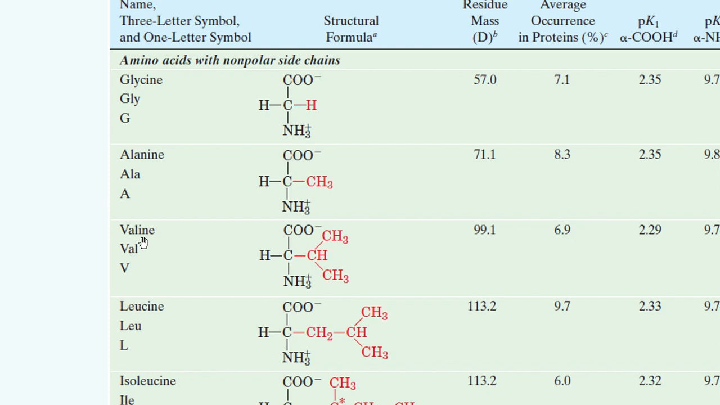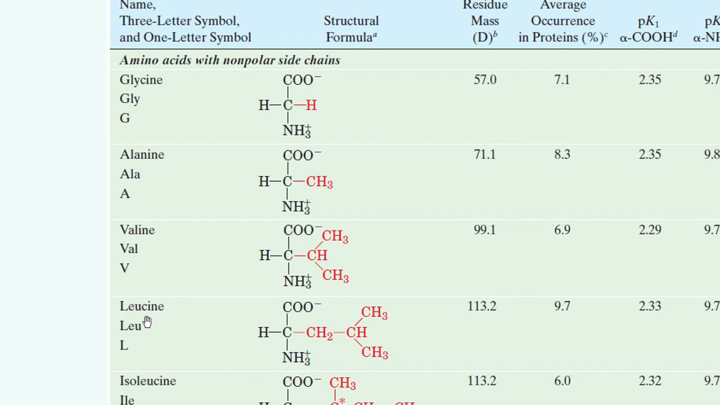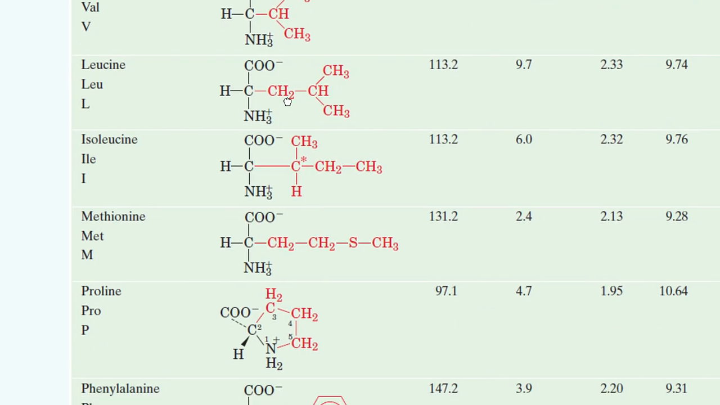The next amino acid is valine. The amino acid valine contains a 3-carbon chain as its side chain. You can see that this is 1, 2, and 3, so it's a propane chain as the R group of valine. The next one is leucine. Valine contains a 3-carbon chain as its side chain, whereas leucine contains a butyl chain, 1, 2, 3, and 4. So it contains 4 carbons, a butyl chain, as its side chain.